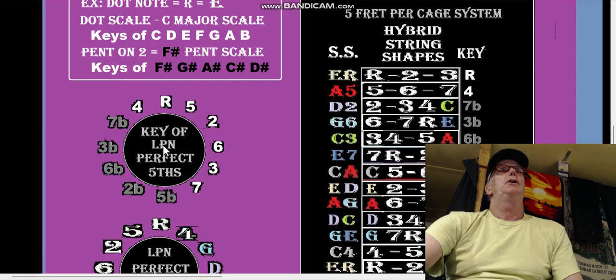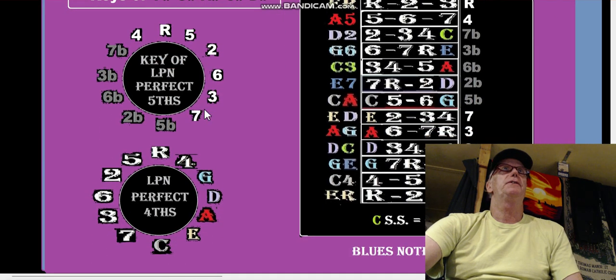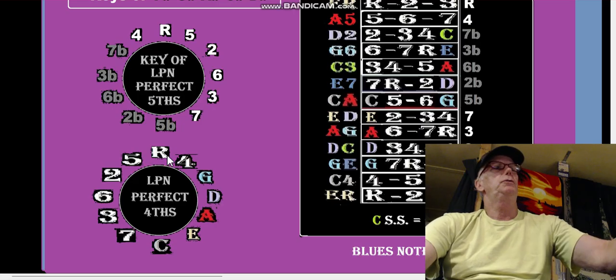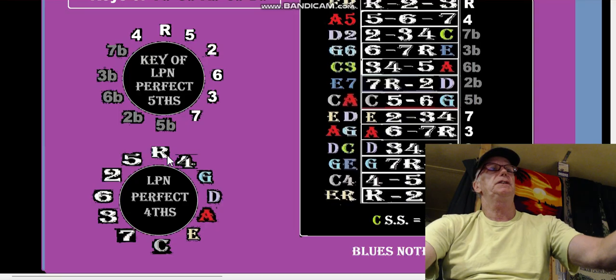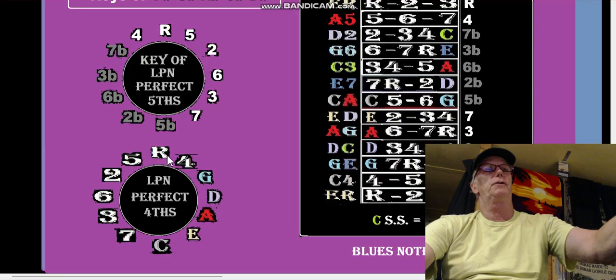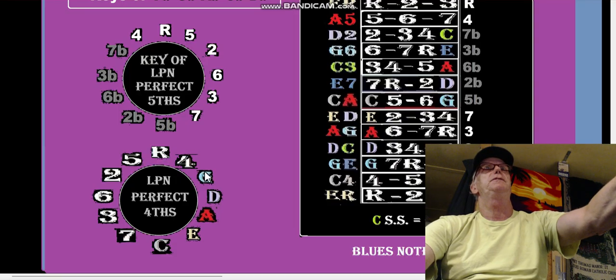The key of the lowest playable note goes around in perfect fifths. The lowest playable note in the cages goes around in perfect fourths. So when you say a perfect fourth, you go root, key of C, let's say root to 4, and then we go to the key of the fourth, takes us to B flat.